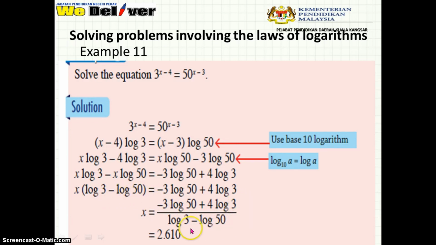By pressing the calculator, we can get the answer 2.610. Remember, when you press the calculator, if it is a fraction, then you have to use brackets. Bracket, bracket, and the denominator is also the same. If not, you won't get the answer.